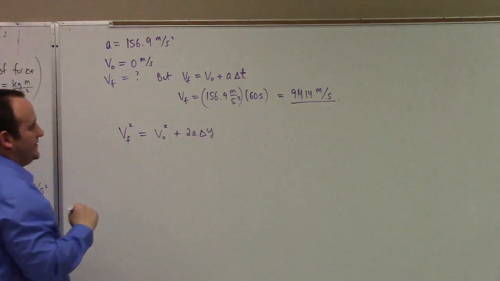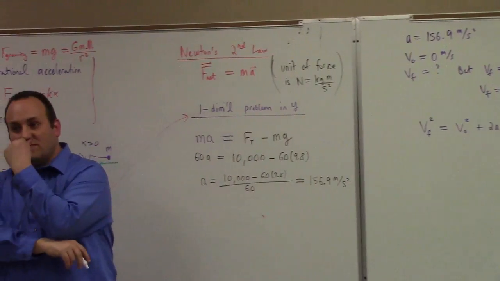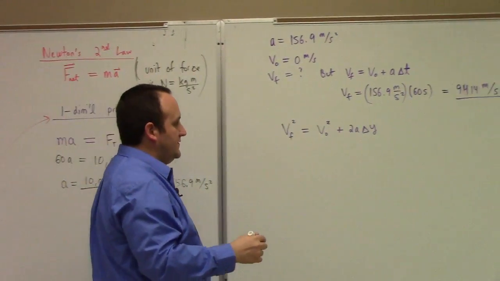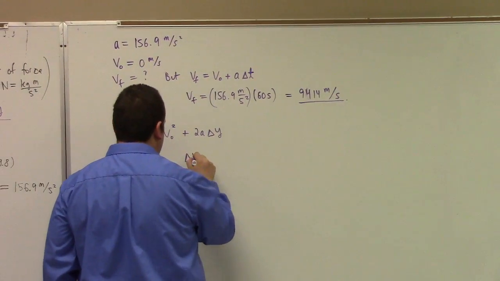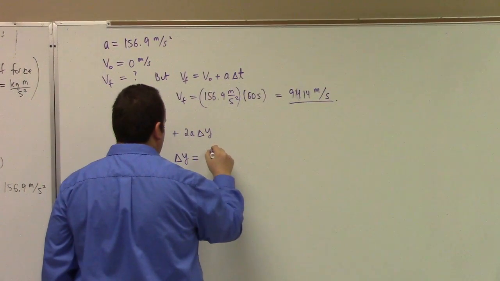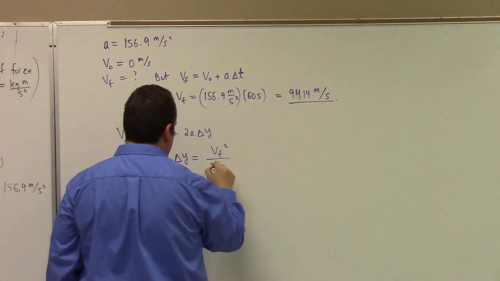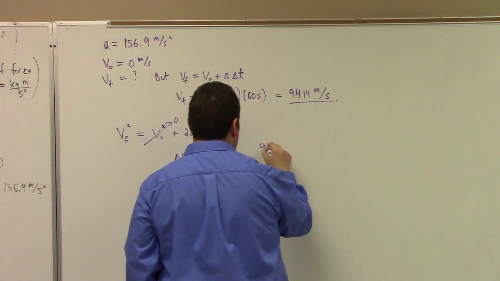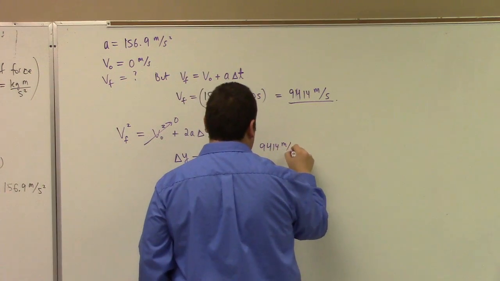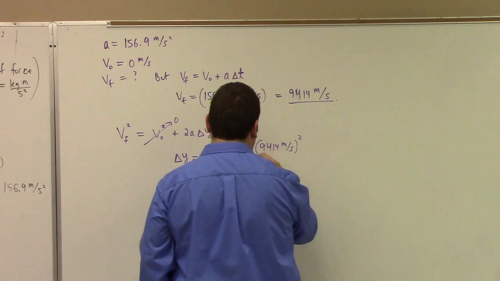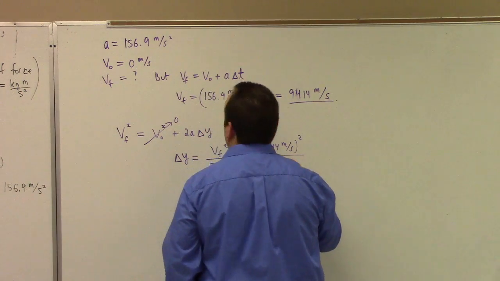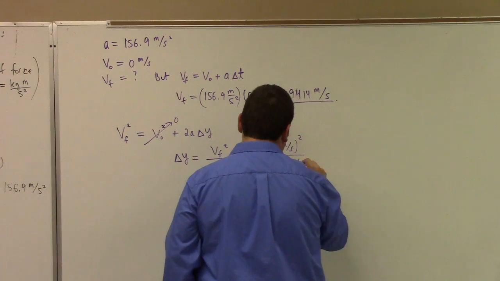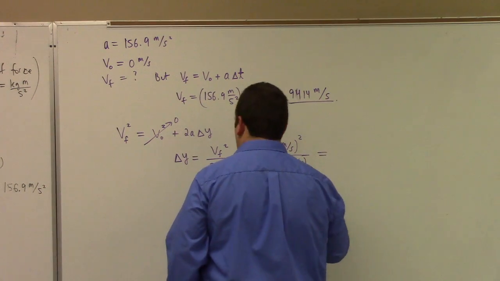But we have the timeless equation to figure out how high it went, right? I mean, we could do that. There's other ways, I suppose, but this is just what popped in my head. So to calculate how high it goes, change in y is just what? It's vf squared divided by 2a. Remember, v naught's 0. So what's that? That's 9,414 meters per second. You square that thing. And we divide by 2 times the acceleration, which was 156.9 meters per second squared. And that will give me how high?